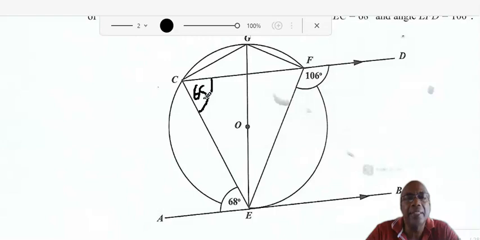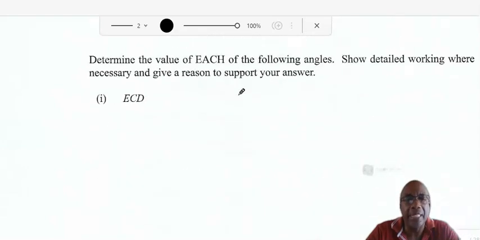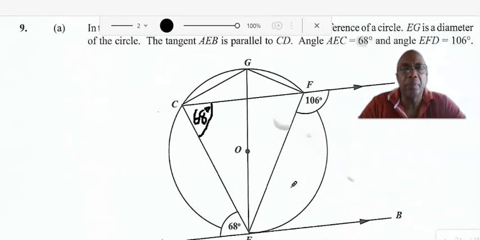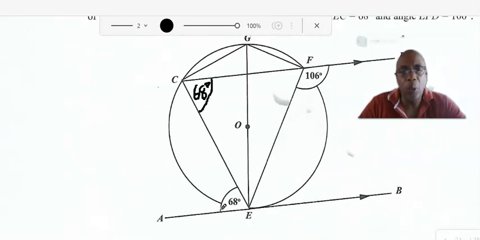So let's write it. 68 degrees. And we'll put the answer down here and we'll give the reason. So this is the reason. Angle ECD is equal to angle AEC, and the reason, alternate angles. So we have our first question answered. Let us go to the second question.